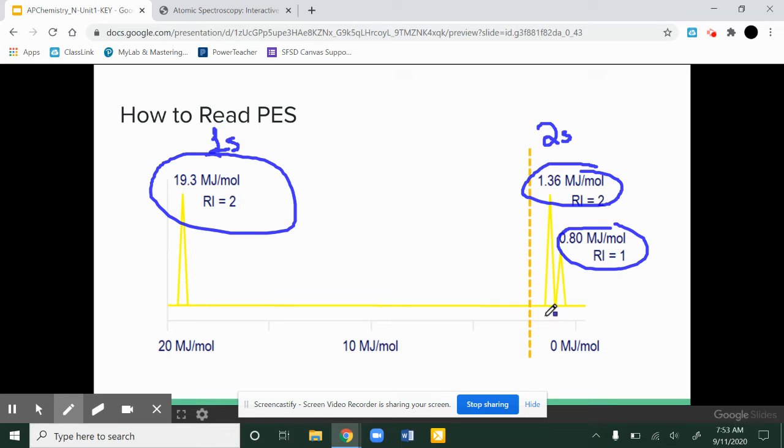You can see that these peaks are grouped together because they're very similarly distanced from the nucleus, but we said that the 2s electrons shield the 2p electrons just a little bit, which causes the 2p electrons to have a slightly lower binding energy and less attraction to the nucleus. So you can see that this element would be boron.